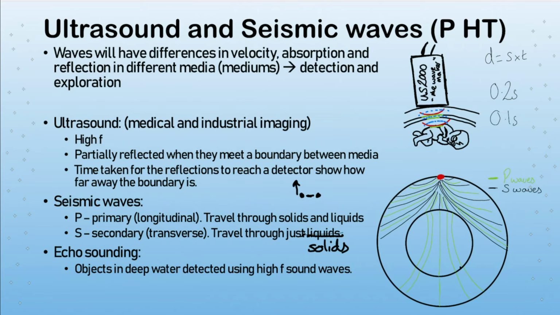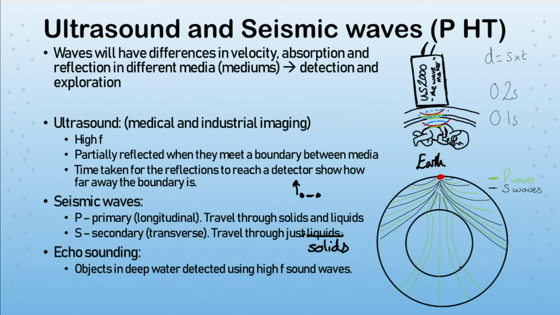And the reason that's been useful for us is that when we look at the Earth and we look at an earthquake, which is this red dot, we can actually pick up the seismic activity, the movement in the Earth, from that earthquake at different points across the world where we have sensors. And what we found was, on the other side of the world, we're not picking up any S waves at all. We're only picking up the P waves.